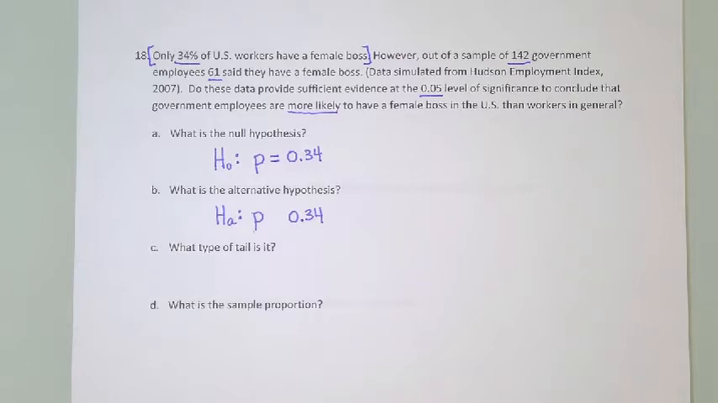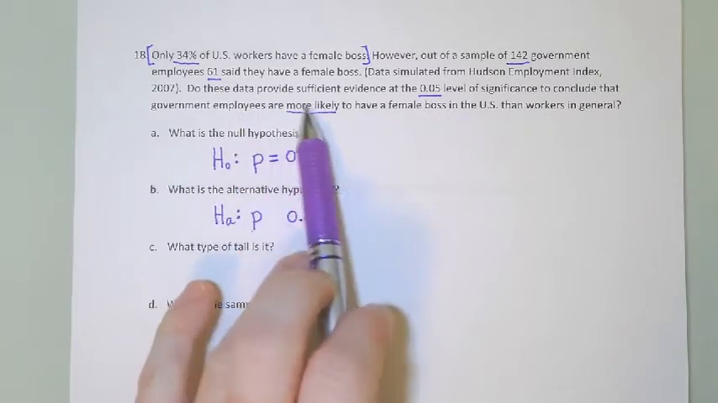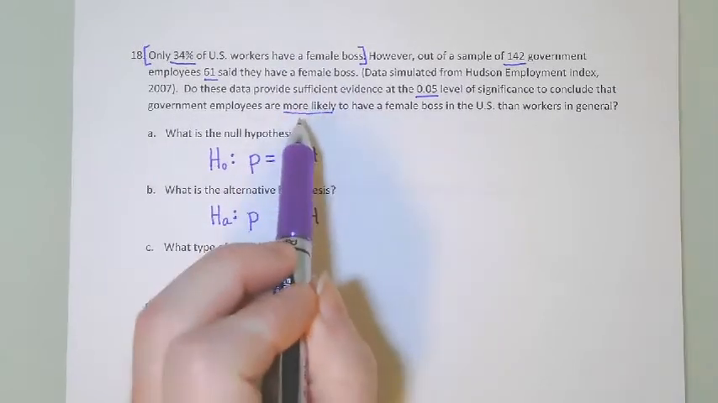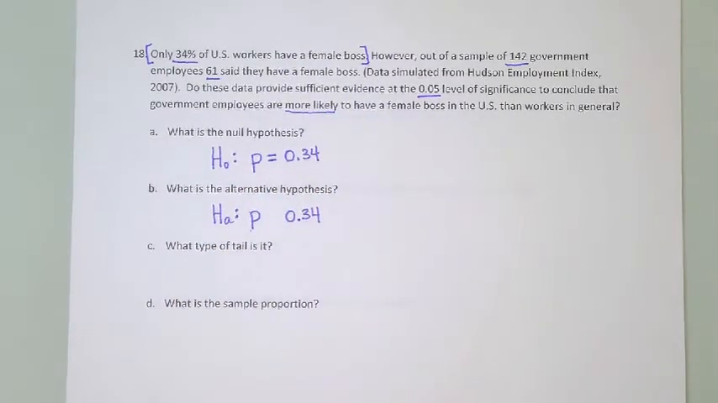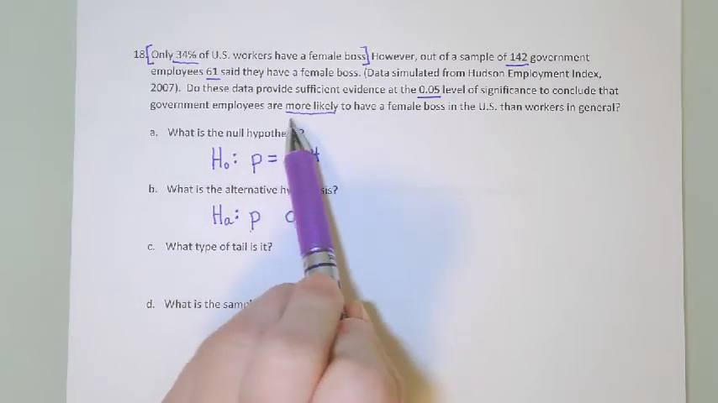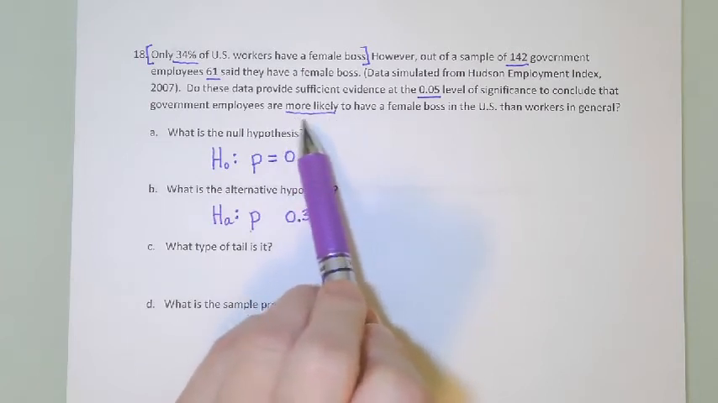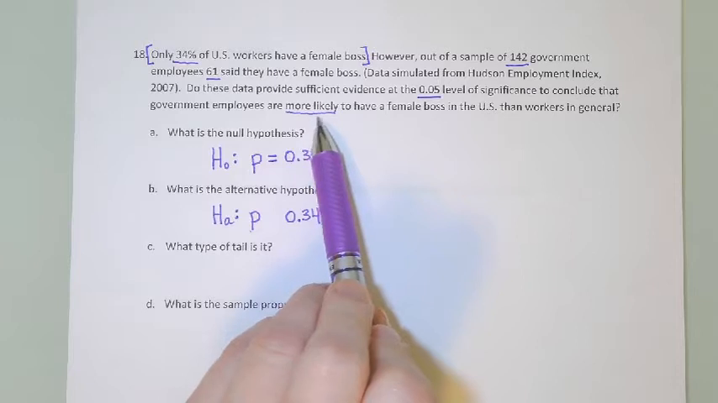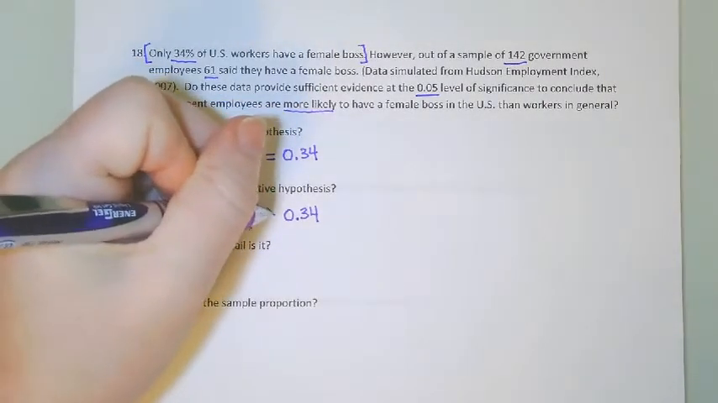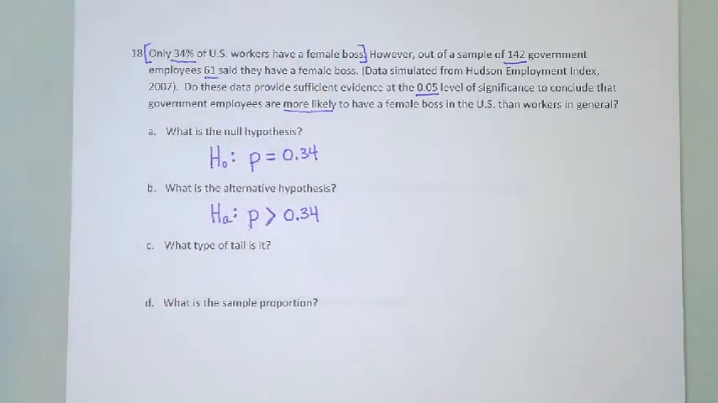And so to make that determination, you want to pay attention to the wording in the question. So it was saying, do these data provide sufficient evidence to conclude that government employees are more likely to have a female boss? So that's sort of the position they're taking. We think that government workers are more likely to have a female boss than workers in general. So we think that the population proportion is actually greater than 34%.